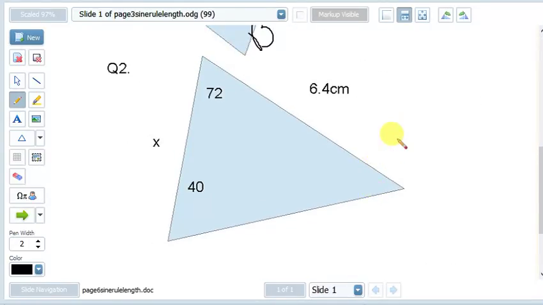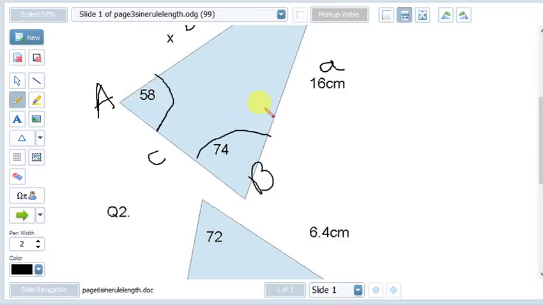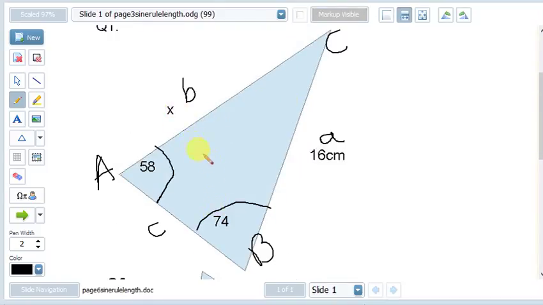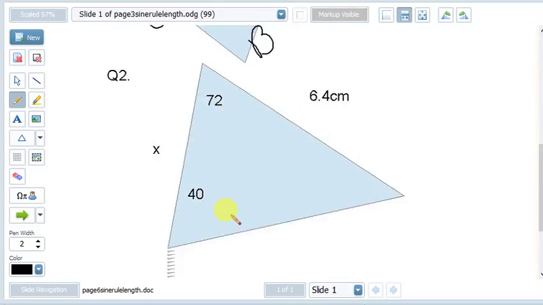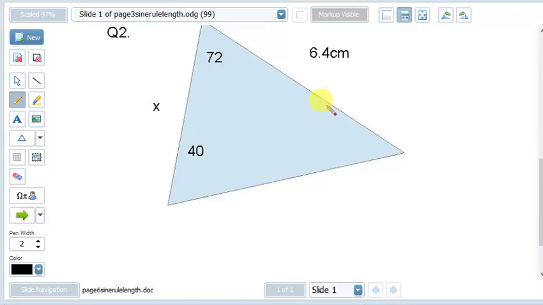Okay, so what we've got here is 72, 40, and you'll notice that the x isn't opposite one of these angles, which it has been previously. See, the x is opposite the 74 degrees. So what we've got to do is work out what this angle here is first.